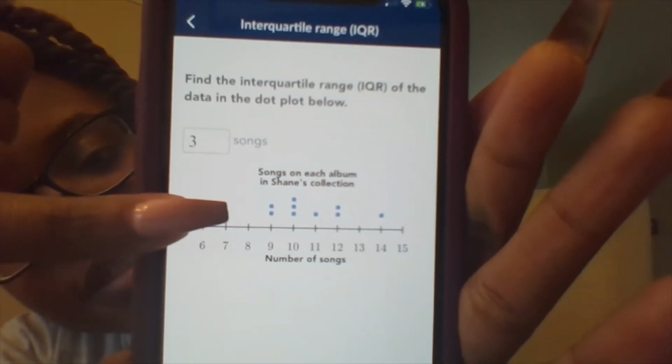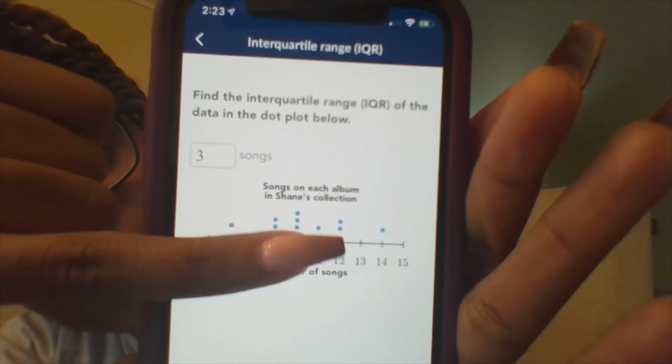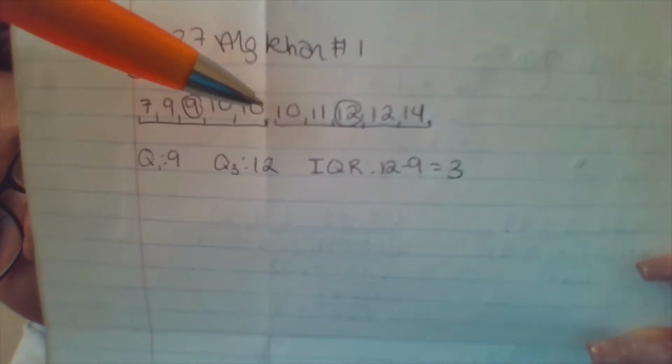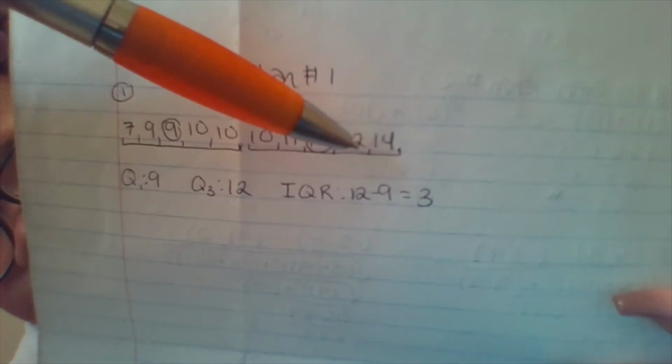This means that there is 1 7, there are 2 9s, there are 3 10s, 1 11, 2 12s, and 1 14. So I went ahead and wrote those numbers out so I could better see what their upper and lower quartiles were in order to find the interquartile range. So there were a total of 10 values, so I was able to split them into 2 halves of 5. The lower half is 7, 9, 9, 10, 10. The upper half is 10, 11, 12, 12, 14. Again, both halves have 5 values.